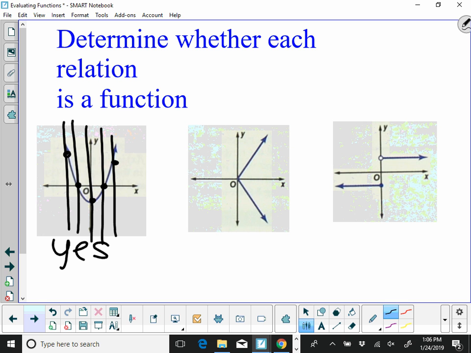What about the second one? It's kind of hard to see on y'all's, I know, because of the way the graphs run. But what about the second one? No, and you only need one place that it does not work for it to be a no. What about the third one?